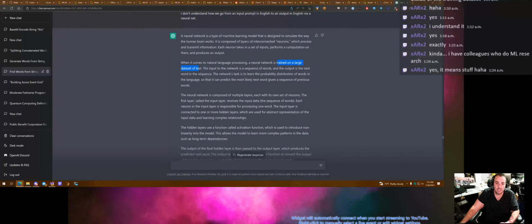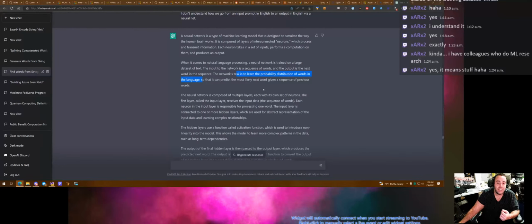Okay, so when it comes to natural language processing, a neural network is trained on a large data set of text. Okay, obvious. The input to the neural network is a sequence of words, and the output is the next word in the sequence. Now we're starting to get somewhere, right? That's kind of what I'm trying to do here. The network's task is to learn the probability distribution of words in the language so that it can predict the most likely next word given a sequence of previous words.